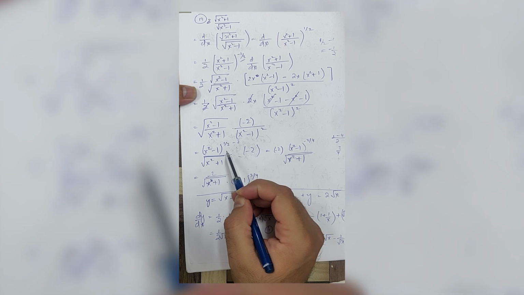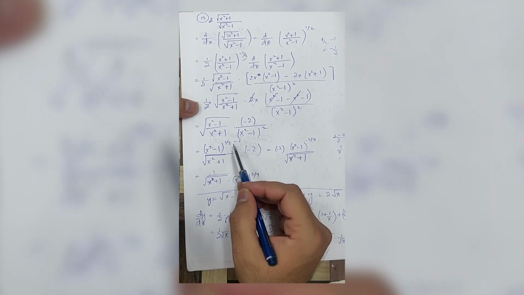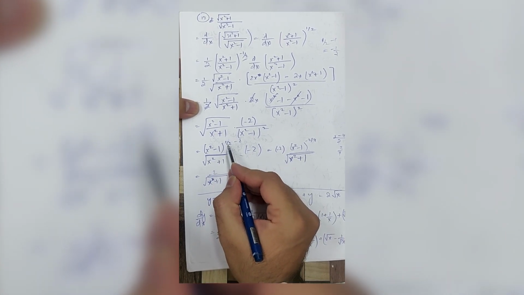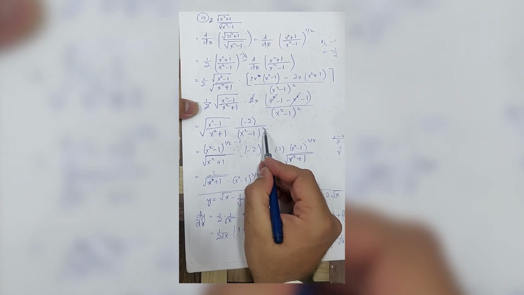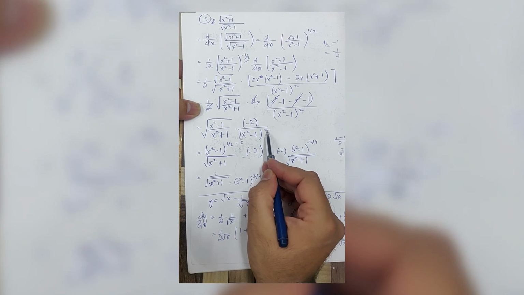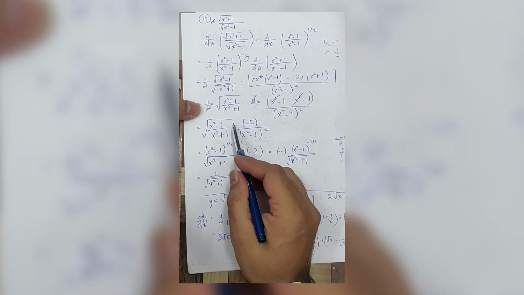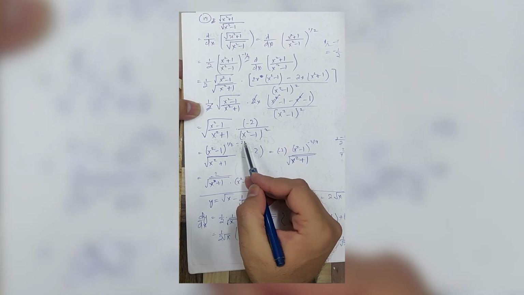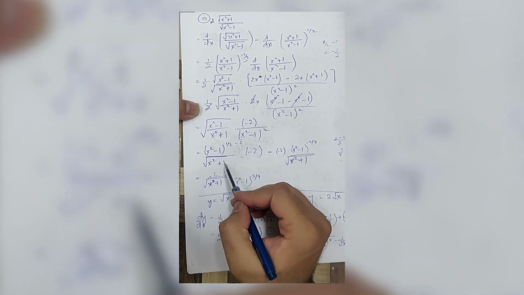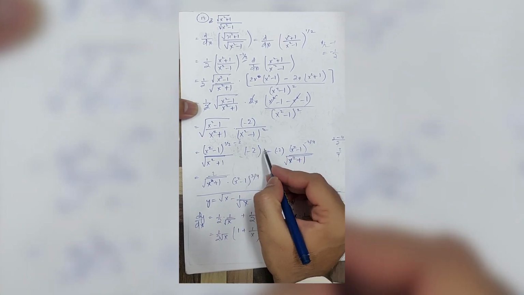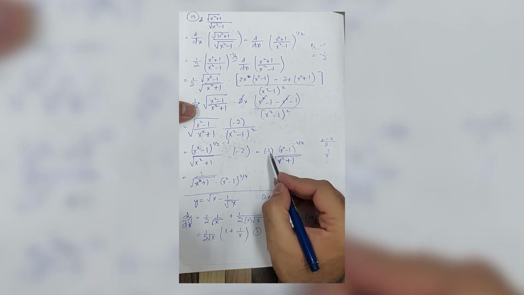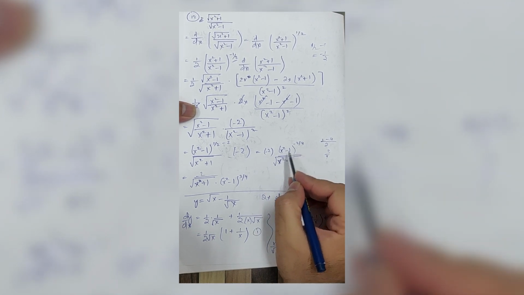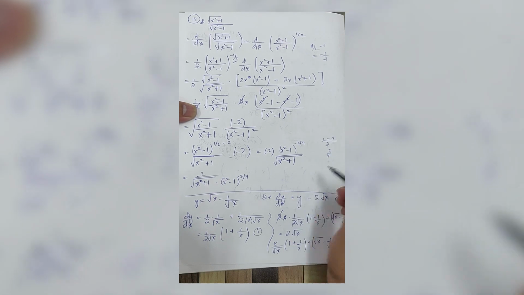So I'm going to simplify it further. x squared minus 1 raised to the power 1 by 2, this minus 2, because when this power goes in the numerator, the sign will change, so it becomes minus 2 divided by the square root of x squared plus 1, multiplied by minus 2, is equal to minus 2 multiplied by x squared minus 1 raised to the power minus 3 by 4 divided by x squared plus 1.